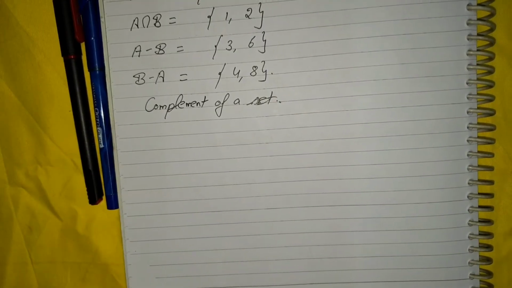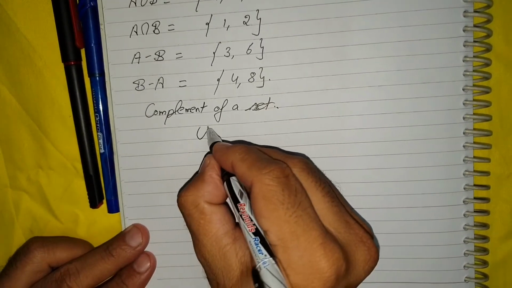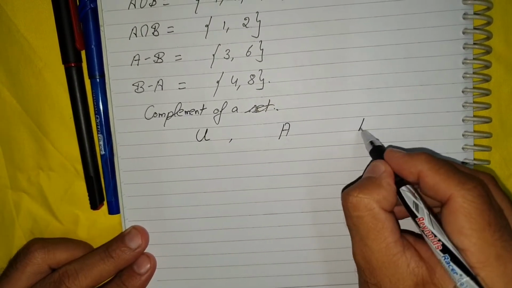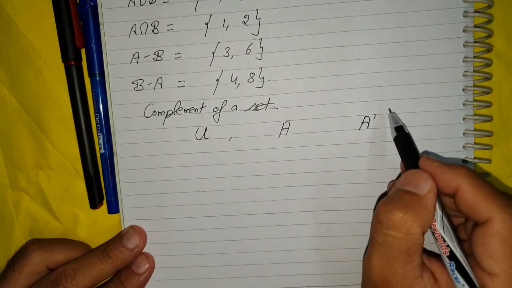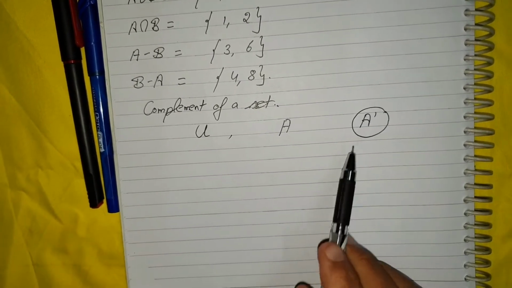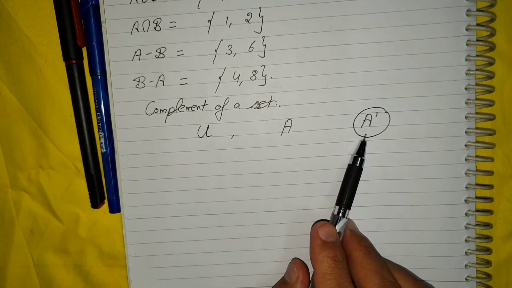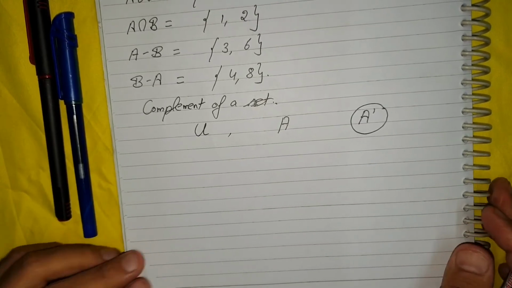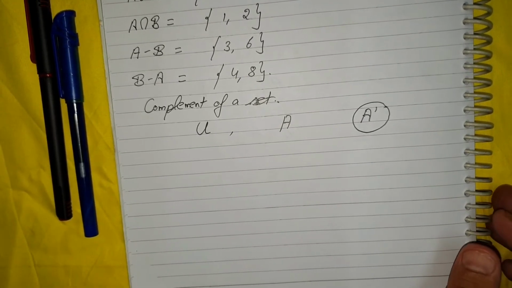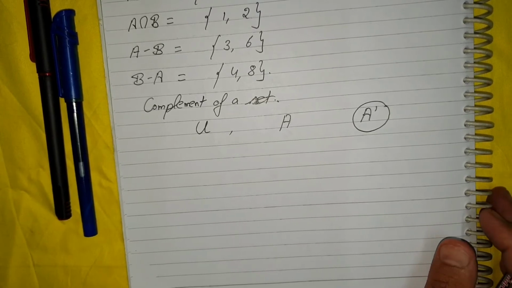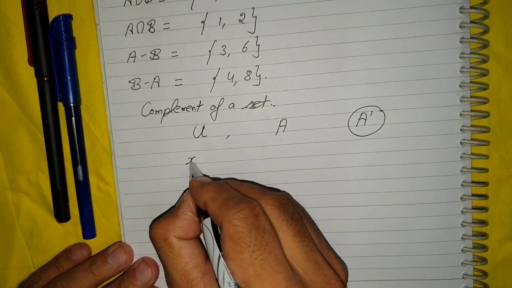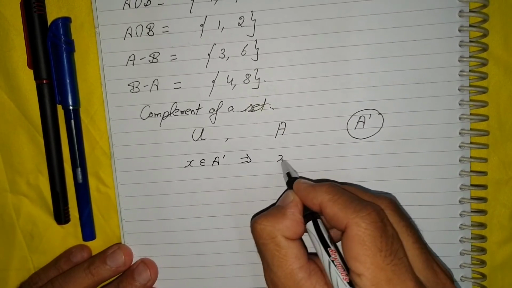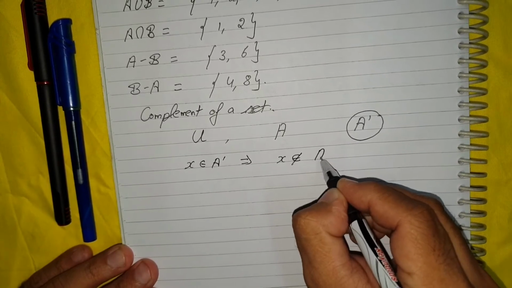Now the complement of a set. Let U be the universal set and A is a set. Now the complement is basically A dash. This is known as the complement of a set. Now this represents that you have to write all the elements leaving the elements of set A. So that means if X belongs to A dash, this implies that X does not belong to A.